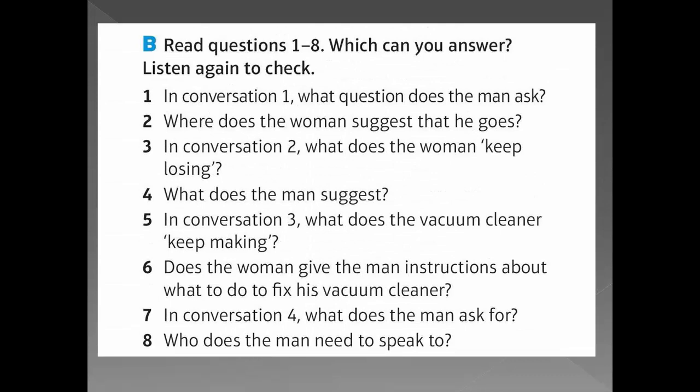Okay, read questions 1-8. Which can you answer? Listen again to check. 1. In conversation 1, what question does the man ask? 2. Where does the woman suggest that he goes? 3. In conversation 2, what does the woman keep losing? 4. What does the man suggest? 5. In conversation 3, what does the vacuum cleaner keep making? 6. Does the woman give the man instructions about what to do to fix his vacuum cleaner? 7. In conversation 4, what does the man ask for? 8. Who does the man need to speak to?